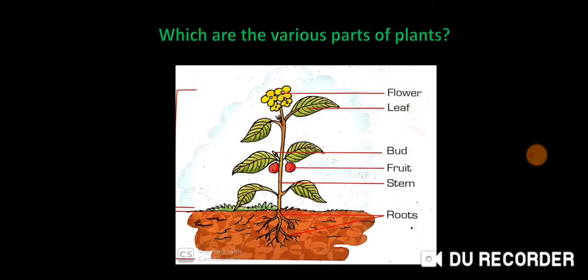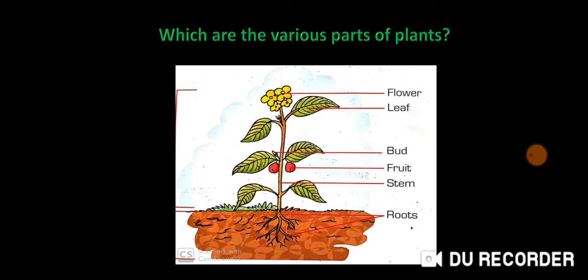Let's recall, in standard 6 we have learned the diversity of plants and various parts of plants. Children, do you know which are the various parts of plants? Flower, leaf, bud, fruit, stem, roots are the various parts of plants. Today we are going to study the parts of plants and their function, what work they do.